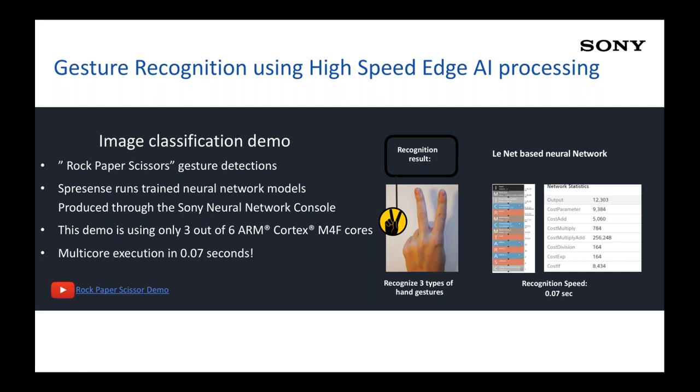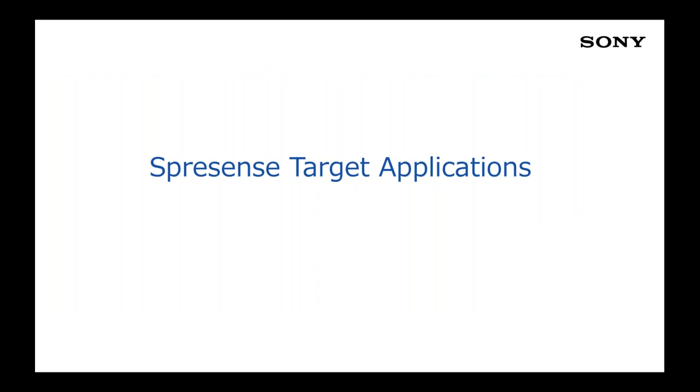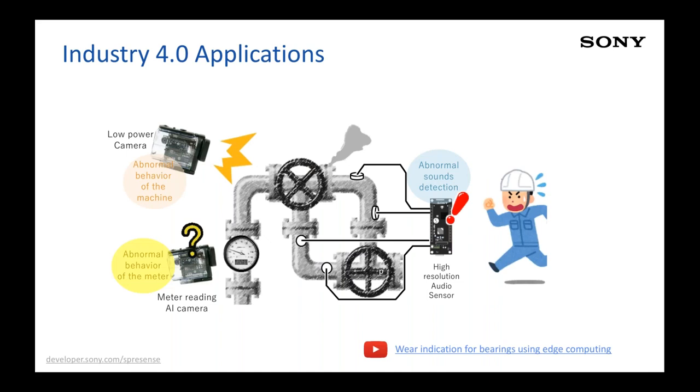So let's see what happened. I told you everything about hardware, software, and what tools to use if you want to do AI. So now you have a little bit of an understanding of everything that Spresense is. Now let's see what we can build with this Spresense. What are the target applications? In this section, I have divided this into 4 different groups. The first one that I'm going to talk about is Industry 4.0 applications.